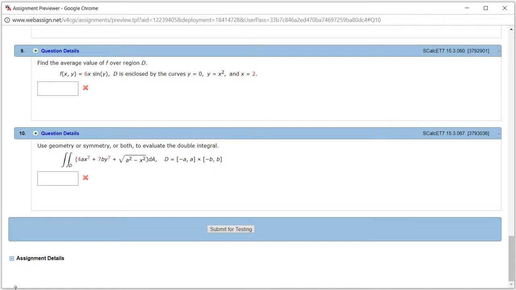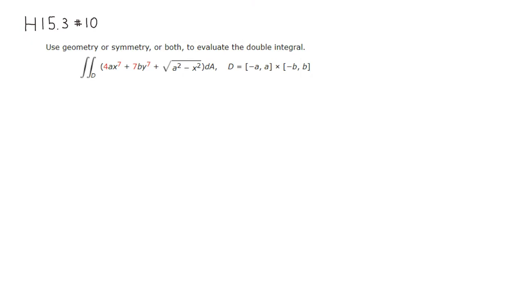All right, let's look at homework 15.3, problem number 10. Let's evaluate this integral. D is just a rectangular region, so it's easy enough. Let's separate this into three double integrals.